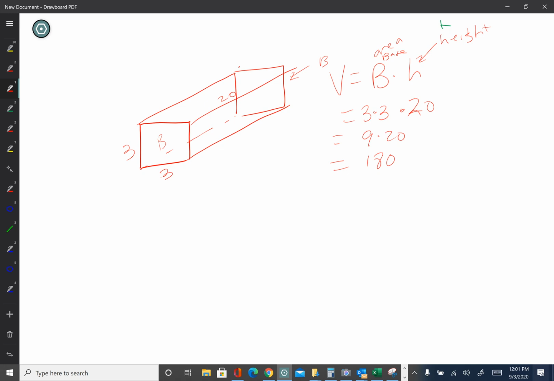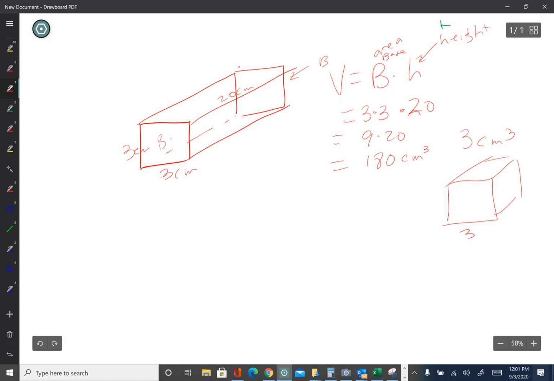And incidentally, if these were all in centimeters, this would be centimeters cubed. Let's talk about what a centimeter cubed is. If I say something is 3 centimeters cubed, I don't mean that it's a cube that is 3 by 3 by 3. That is incorrect. It's a very common misconception. It doesn't mean it's 3 by 3 by 3. What this means is you have 3 1-centimeter cubes. Okay, that sounds kind of weird. What it means is you have 3 cubes.